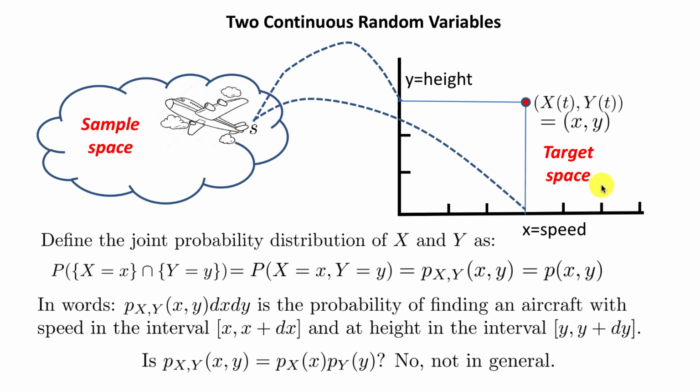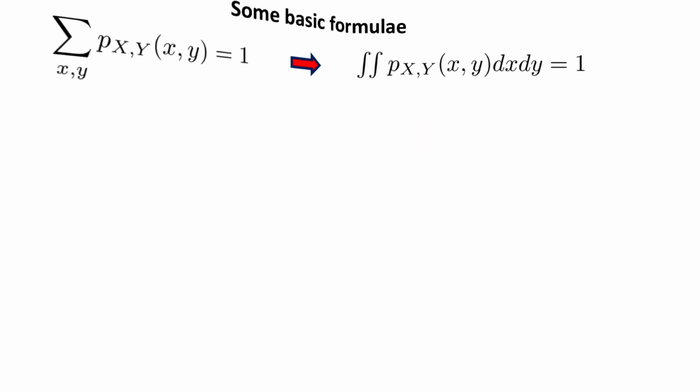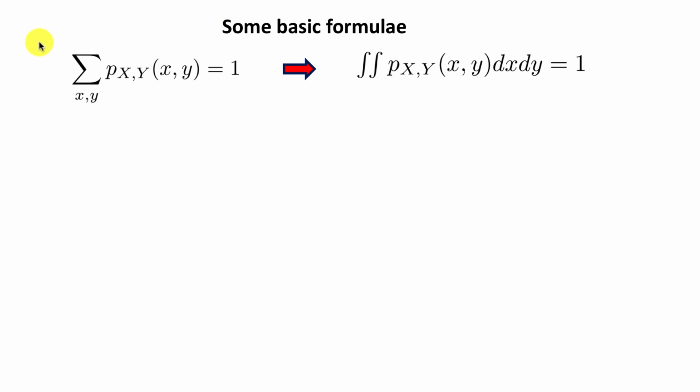All the concepts that we studied for discrete random variables hold identically for continuous random variables, but there's a small change that has to be made. So let's recall how some basic formulas need to be slightly changed or adapted. The most important thing is that the sum of probabilities must add up to 1. This is for the discrete case. For the continuous case, all we need to ensure is that the double integral of this function, p(x, y), that is the joint probability distribution, integrates up to 1.